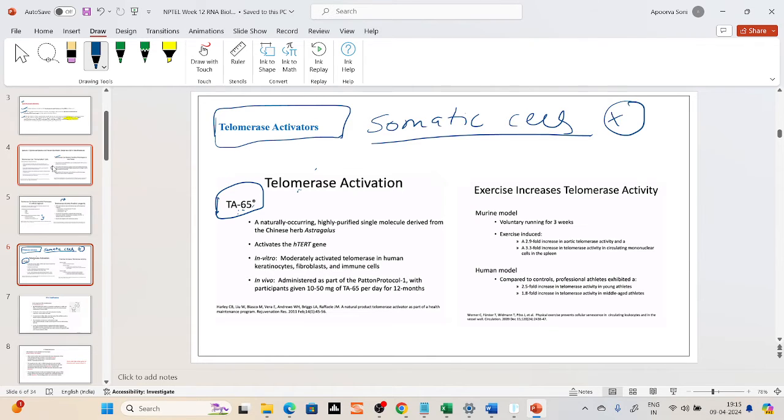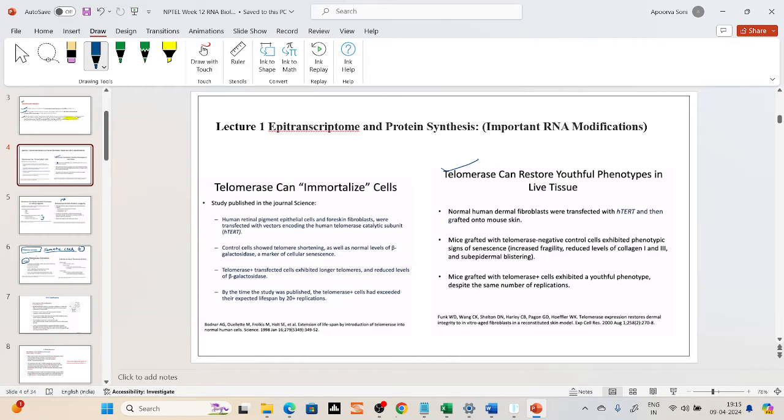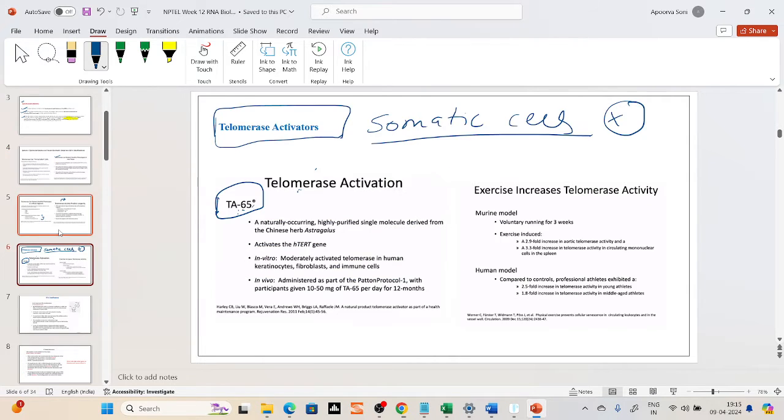What is this HTERT gene? Here we have studied. This is the catalytic subunit. So in telomerase, if I'm not making the whole structure of telomerase, every protein has different subunits. Okay, structurally, if we see any protein, every protein has different subunits. So the catalytic subunit of telomerase is actually responsible for the addition of telomeres.